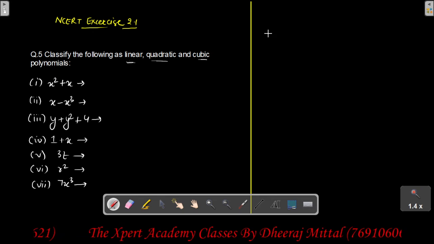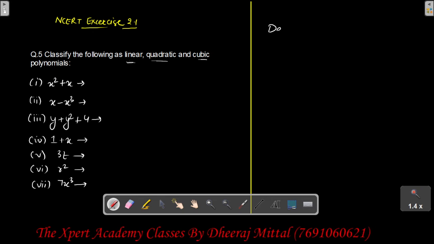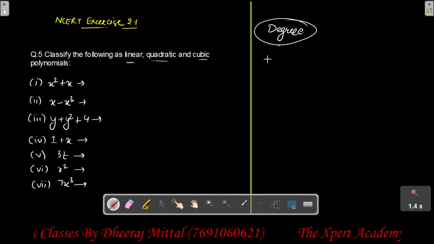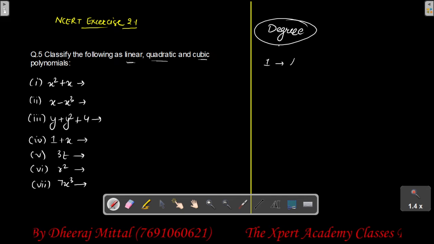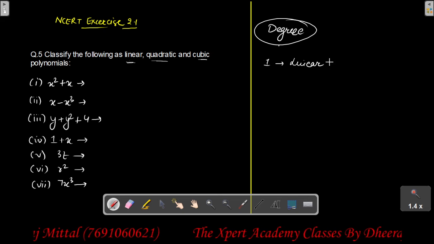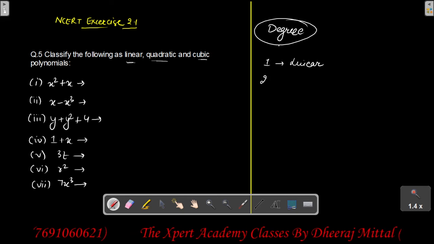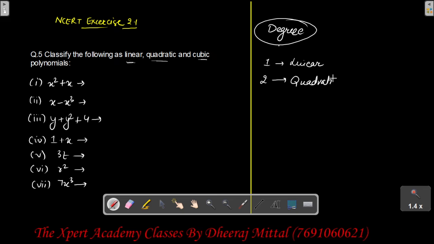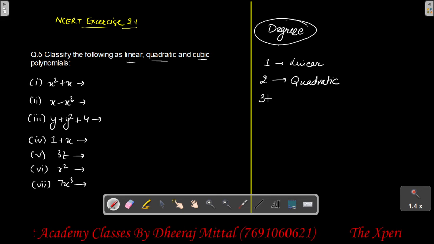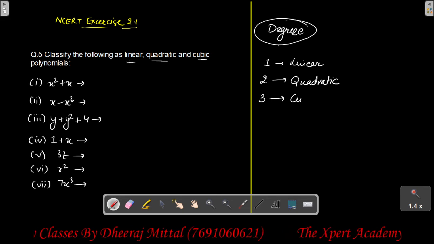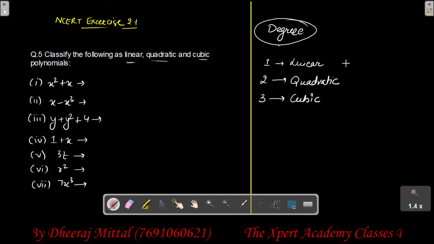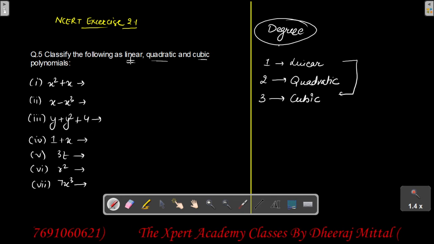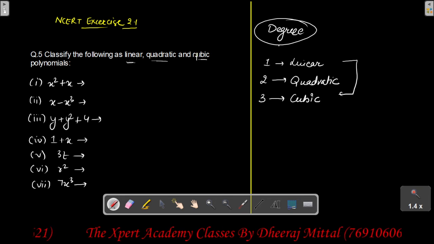When we classify polynomials on the basis of their degree, the polynomial with degree 1 is known as a linear polynomial, with degree 2 is known as a quadratic polynomial, and with degree 3 is known as a cubic polynomial. So we have to classify the following as linear, quadratic and cubic.